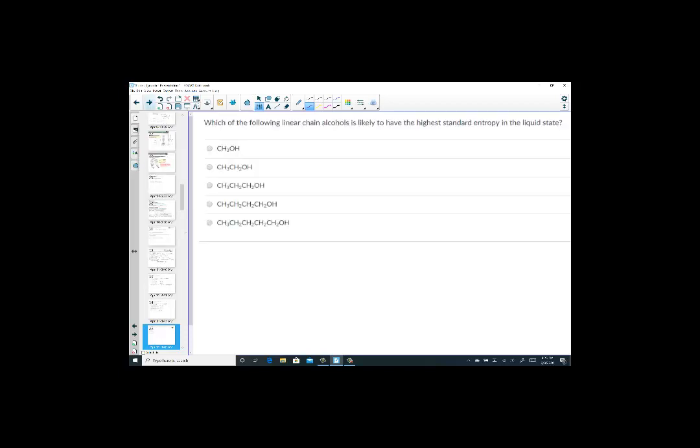Which of the following linear chain alcohols is likely to have the highest standard entropy in the liquid state? This goes back to the complexity of molecules. Do you remember what we learned? Which one would you pick? Well, just like you, I'm going to pick the longest carbon chain, the heaviest molecule, to have the highest standard entropy. All those single bonds have freedom to rotate and move around, giving the longer molecules more complexity, more microstates. And that's easy, isn't it? Just finding the longest, heaviest chain.